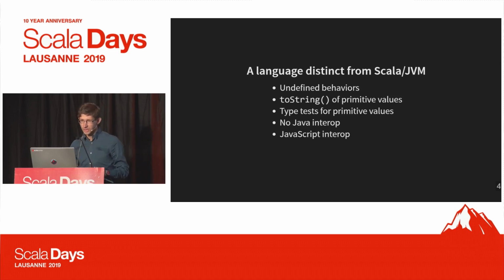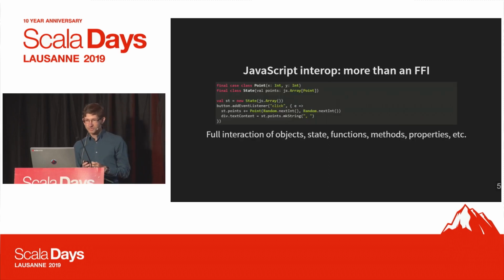So JavaScript interop is really the soul of Scala.js. And it's more than just what people would call an FFI, so a foreign function interface. It's really bidirectional interoperability with objects, function values, state, properties, methods, all of that. You can call JavaScript things. JavaScript can call you in synchronous ways, in asynchronous ways, using callbacks, using futures and promises, all of that stuff.